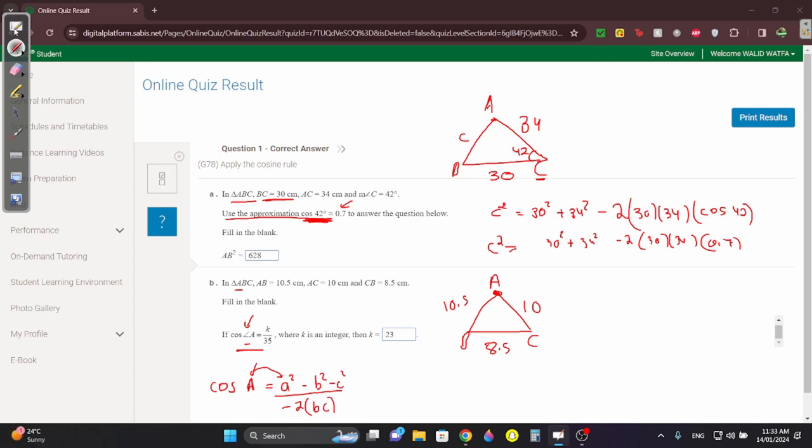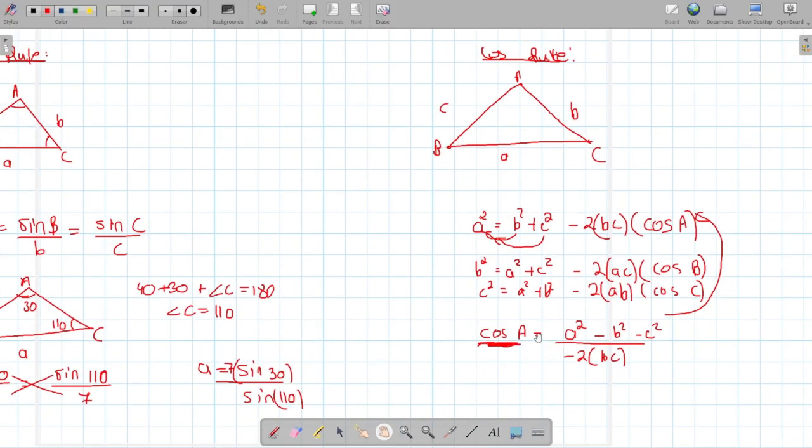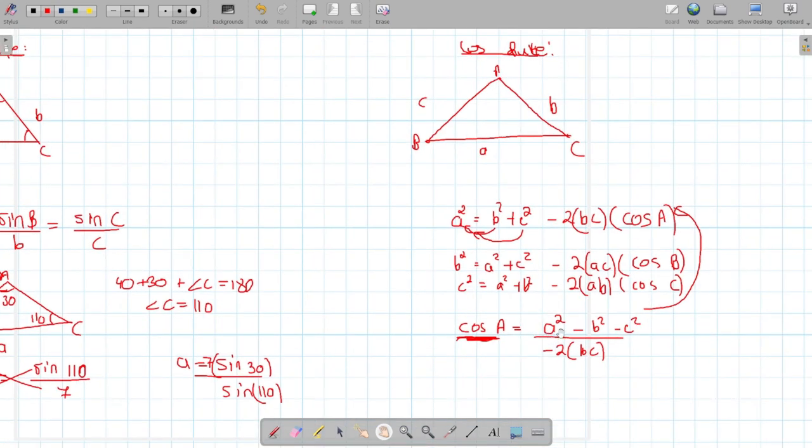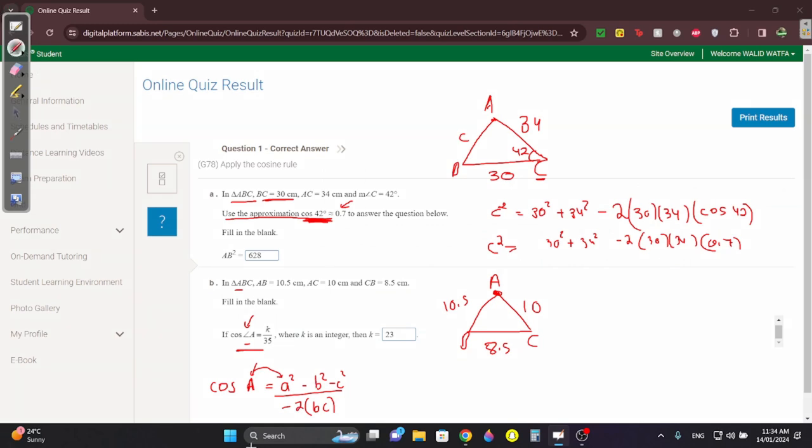This is the rule I gave you here. If you want the cosine of the angle directly, it's going to be the side opposite to the angle. So here, opposite to angle A is side A. So that's the one first, minus the other two ones squared, divided by negative 2 times the other two ones. So in this case, cosine A equals A squared, the side opposite to angle A.